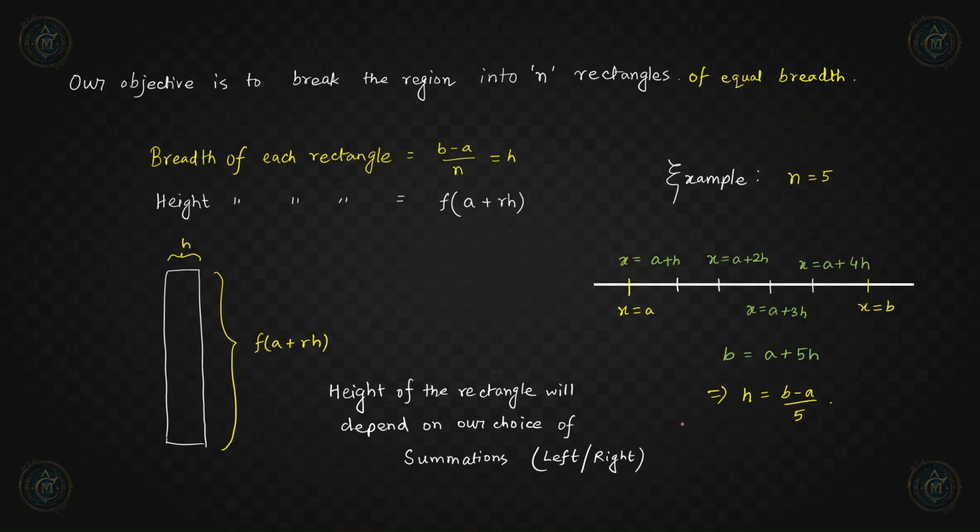So what will be our objective? Okay, to apply this method of summation to find an integral, our objective is to break the region into n rectangles of equal breadth. Okay, so breadth means this dimension, right? This is the breadth of each rectangle. So this is a rectangle. For example, the breadth of each rectangle is h, and the height of each rectangle is f of (a plus rh).